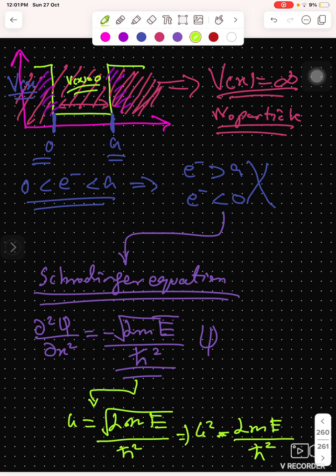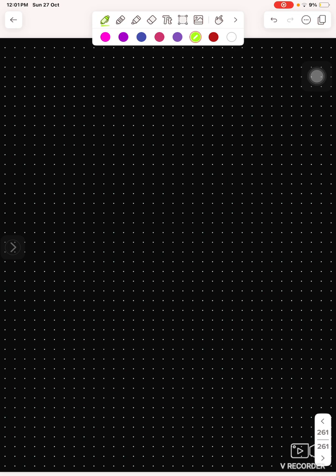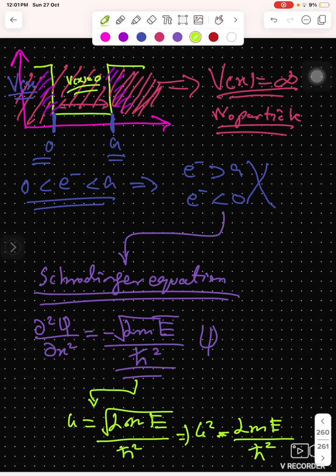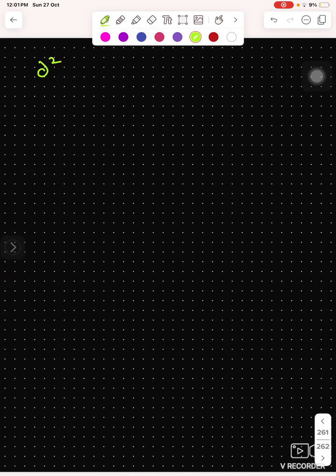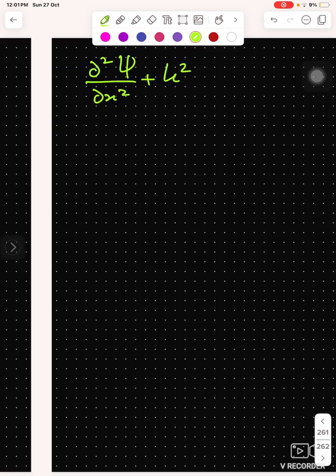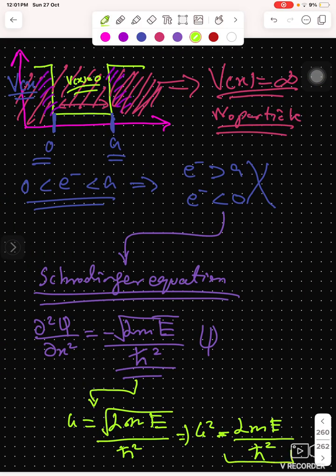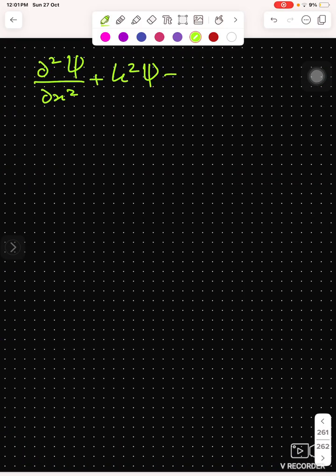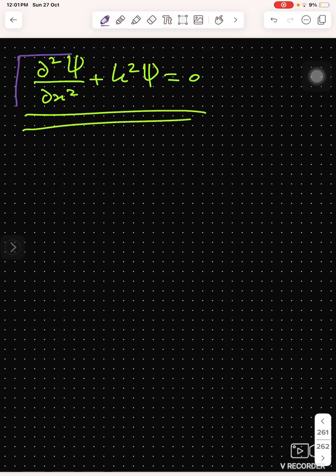So what do we have here? Shift that to the other side, which gives us d square psi over dx square plus k square psi equals 0, because I'm just replacing this thing by k. It's not a problem, I can do that. This is our simplified version of this equation.